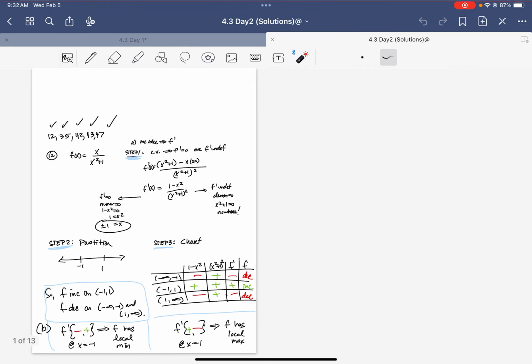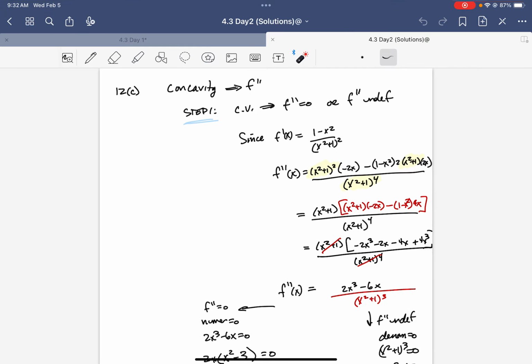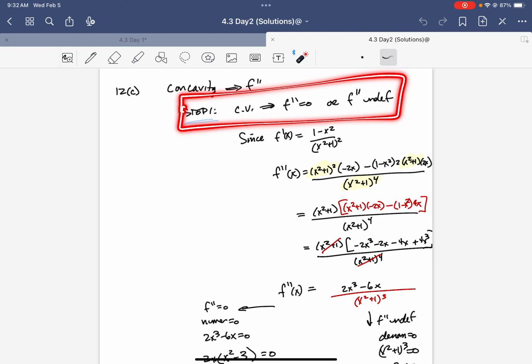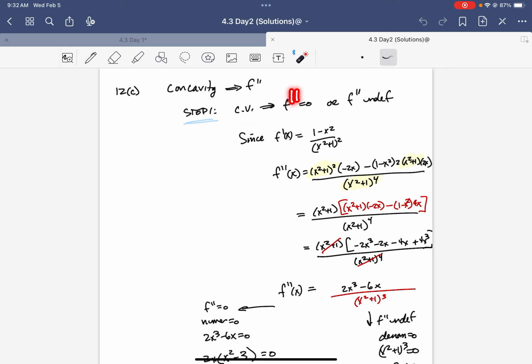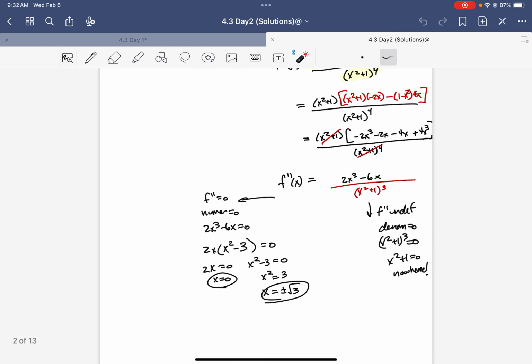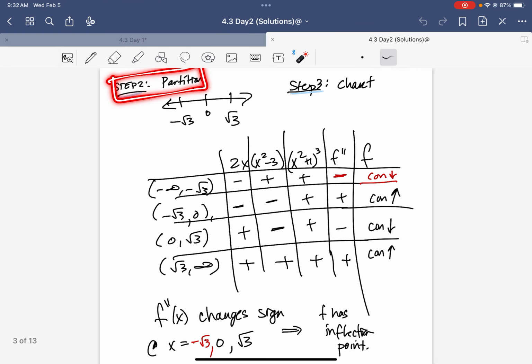If you ask me to have a concavity conversation, it's going to be 3 steps. First, I'm going to find the critical values, but this time I'm going to talk about f double prime because we're talking about concavity. That's going to be step 1, critical values. And then step 2 is going to be partition, and then step 3 is chart. So it should rhyme, right?